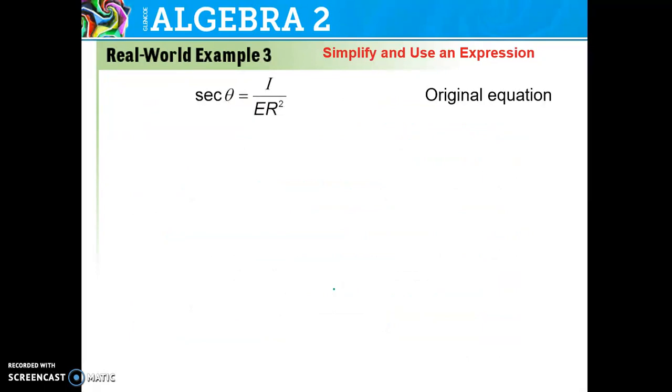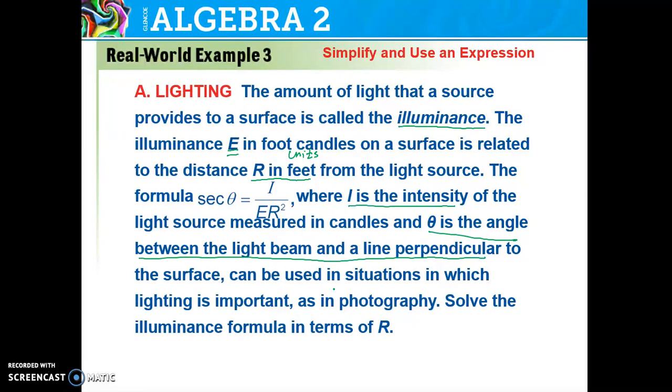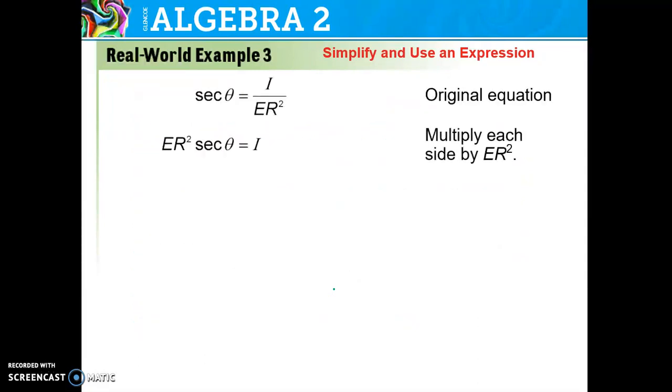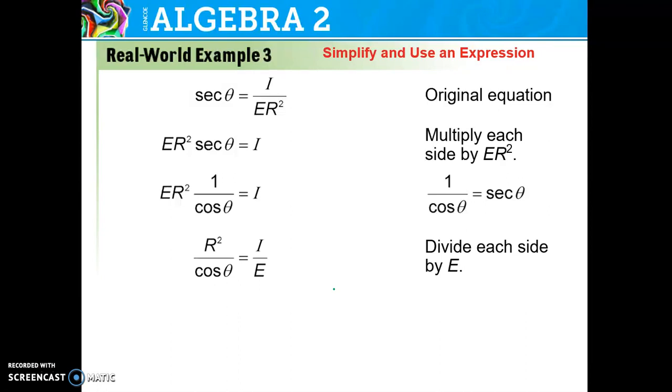That's my original equation. The secant of theta is the intensity over the illuminance times r squared. Remember that r is the distance in feet from the light source. So we're going to solve for r. Multiply each side by E r squared. And then we're replacing secant with 1 over cosine. Sometimes it's easier to deal with sine and cosine. Divide each side by E.